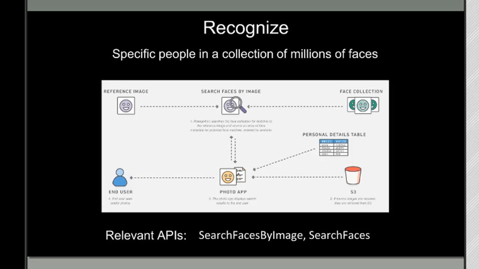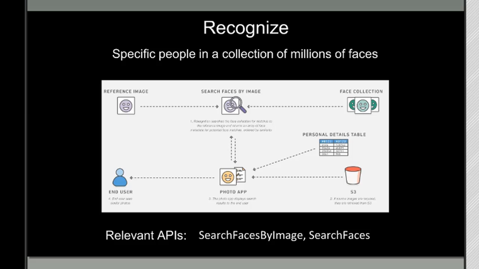Recognize is a powerful use case. And you'd think of that too with the name of the product as it is. The idea here is to identify specific people within a collection or collections of millions of faces. So the generic pattern here is where the collection has been built. So you index faces into that collection in preparation for the search to continue.